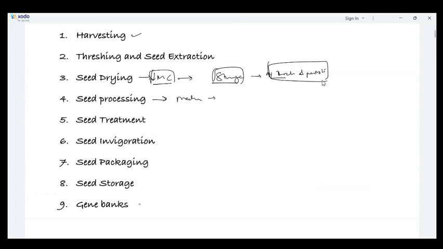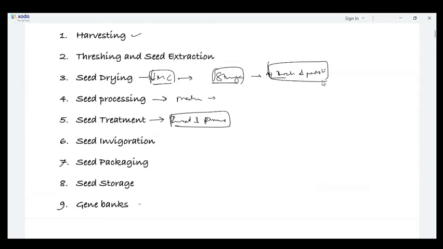Once the processing is done, the seeds are usually treated. Why is seed treatment important? Again, to avoid the attack of insect pests and diseases during storage. The complete seed lot will not be sold immediately after production. Not all the seed lots will be sold; they will be stored for at least 3 to 4 months until the next season. During seed storage, the quality might deteriorate because of the susceptibility of the variety. So in order to avoid that, seed treatment is usually done.